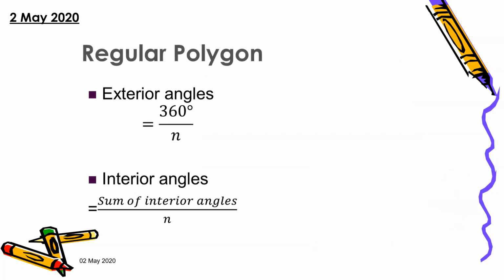So the key thing over the last two lessons is looking at the regular polygons' exterior angles. If you want to work them out, it's 360 divided by how many sides there are, and also the exterior angle of a triangle is the sum of the other two interior angles.